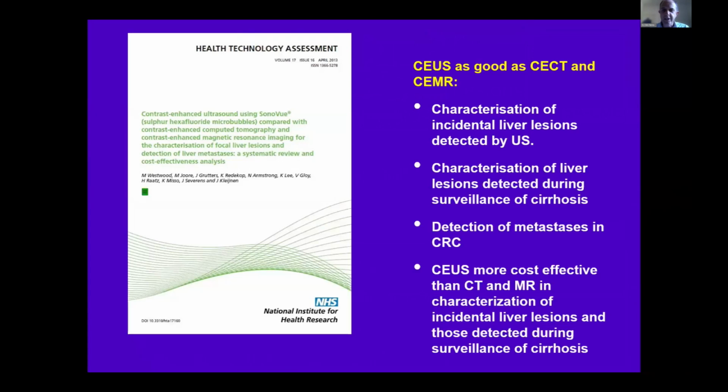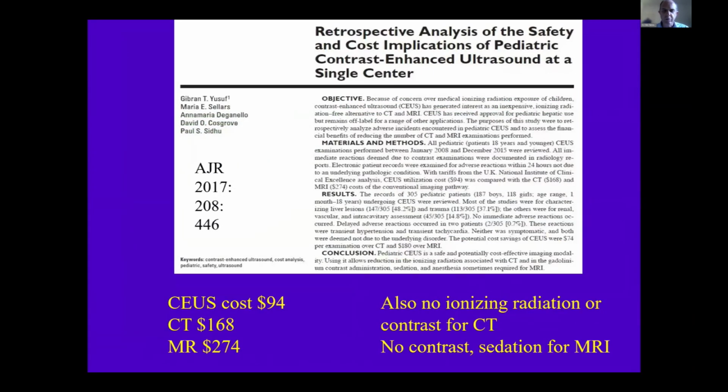Now, coming from the same stable as Adrian, we've got a bit of overlap here. But as he pointed out, there's guidelines now, and this systematic review has shown that contrast ultrasound is as good as CT and MR in the characterization of incidental liver lesions, those detected during surveillance of cirrhosis, and detection of metastases in colorectal cancer, and contrast ultrasound is more cost-effective in the characterization of incidental liver lesions and those detected during surveillance of cirrhosis. And this one's already touched on again, a pediatric group. So massive cost savings, as Adrian pointed out, no ionizing radiation, no contrast from CT, no need for sedation for MR.